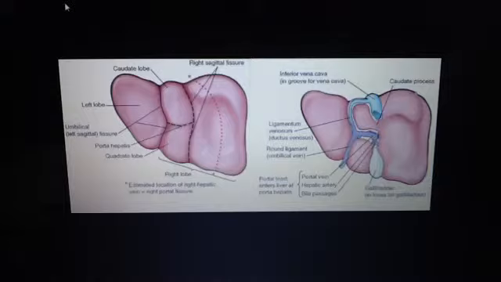Okay, so we're looking at two different views of the liver, and we should notice right off that there are four lobes. It looks like there are two lobes, but actually there are four. You can notice we have the left lobe and the right lobe, and then we have the caudate lobe, and then below we have the quadrate lobe. So this is considered the right lobe right here.